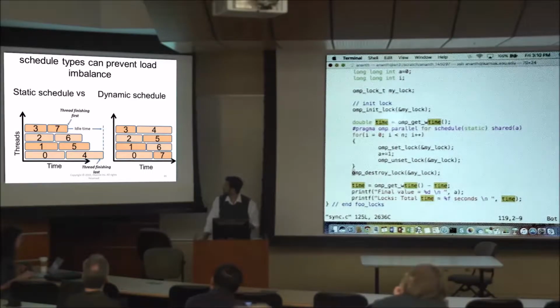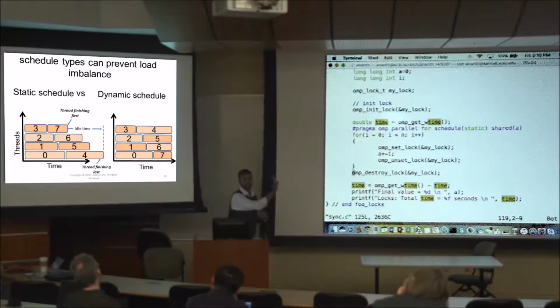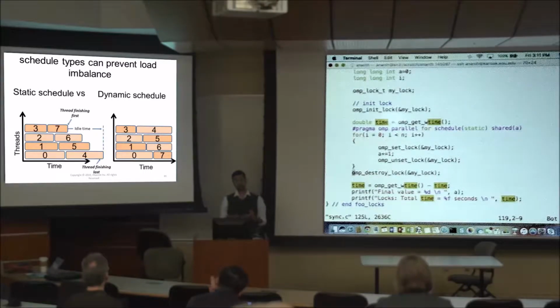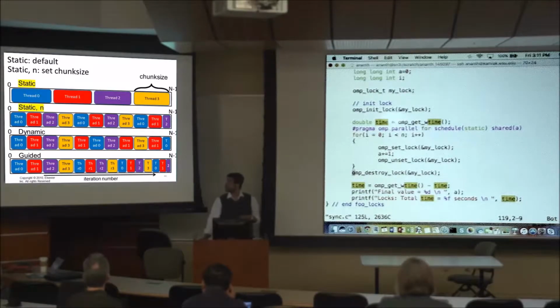So more importantly, here the time has become, they all complete roughly at the same time. So there's not much idle time, right? Dynamic scheduling determines how to assign workload. And actually you can do it at a higher resolution as shown in this slide. If you have static scheduling, by default it's what's called the block allocation.